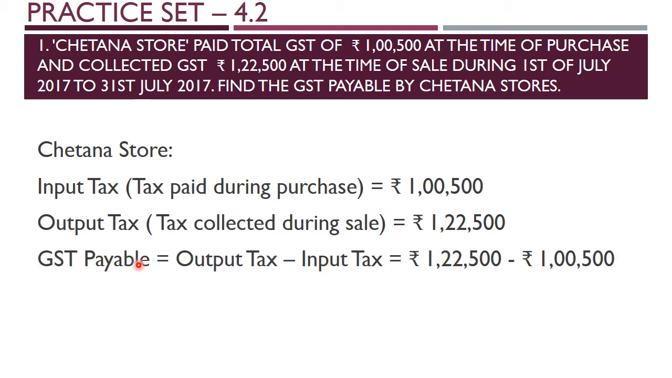So GST payable is equal to output tax minus input tax credit, that is 1,22,500 minus 1,05,000, which will be 17,500 rupees. So this much amount, rupees 17,500, will be the GST payable by Chetna Stores. A very simple example wherein we are just using the basic formula of GST payable.